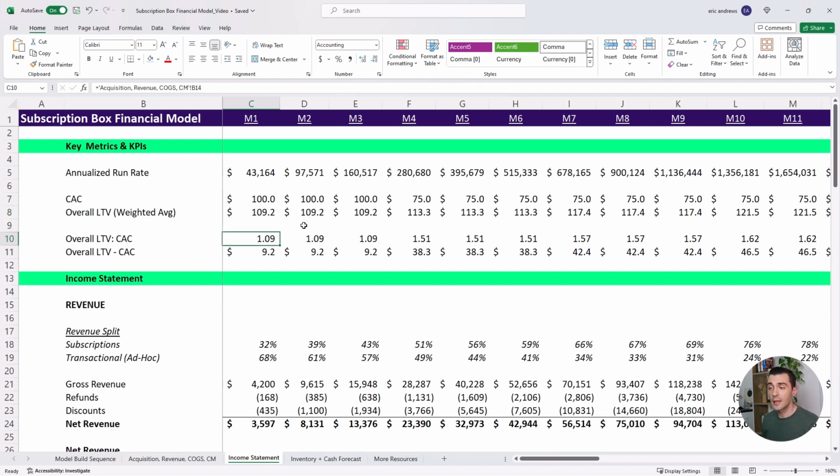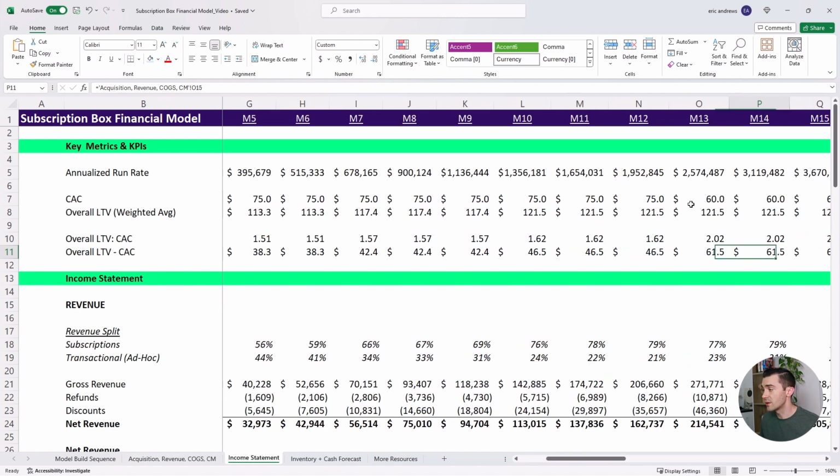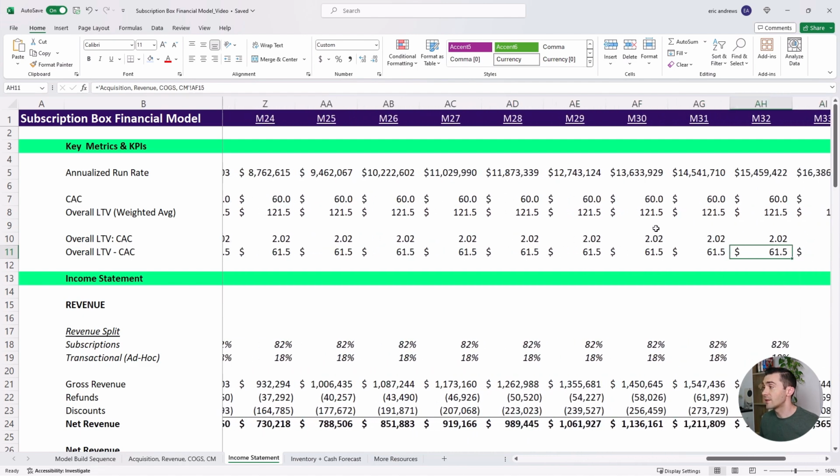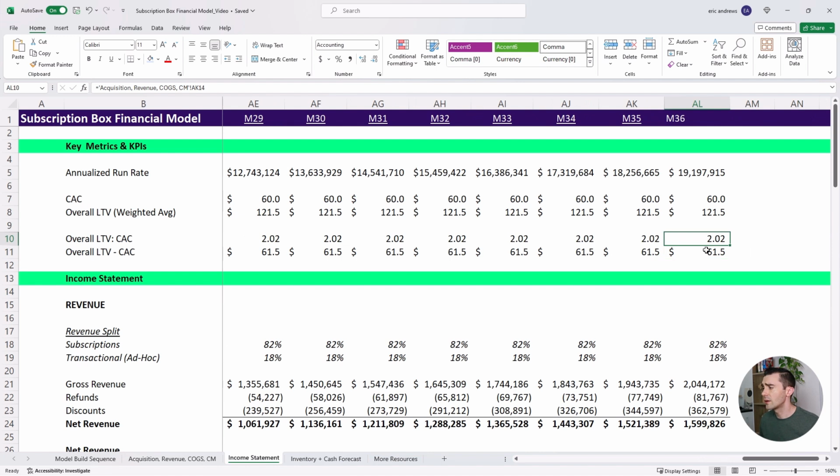So what this means is that our LTV to CAC ratio is just 1.09, very low. Anything under 1 means you're upside down on your customers. And in terms of total dollars, your LTV minus CAC here is $9.2. So you can see that your LTV is just slightly higher than your CAC, but these numbers are improving over time. So you see your LTV slowly going up, your CAC slowly going down, and at the end of 36 months, your LTV to CAC ratio is 2, and your LTV minus CAC is 62. So now your business is much, much healthier.